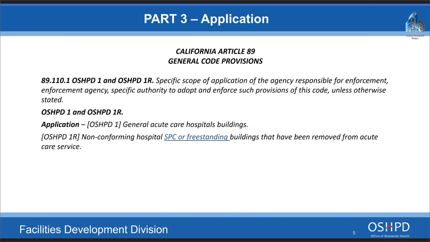In Article 89, we have updated the definition for OSHPD 1R to include SBC or freestanding buildings. It includes either building. This change is also made in the building code, so again, this is just a housekeeping change. Next slide, please.